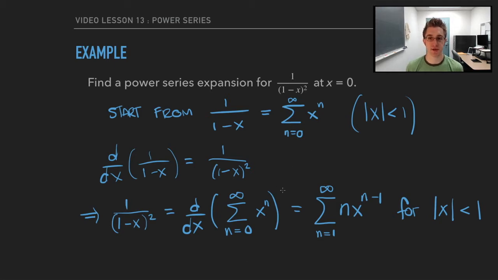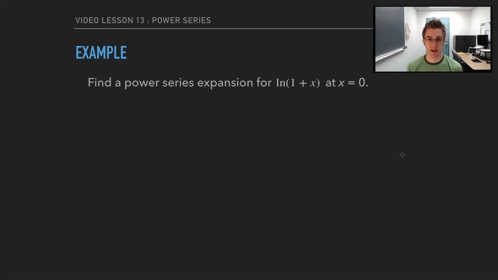So that's how this goes. We start from a function that we already know the power series of, which in this case was this one, and then we differentiate or take an indefinite integral to get to the function and a power series for what we're trying to find. This is the last example.